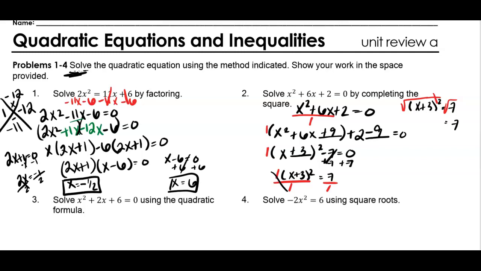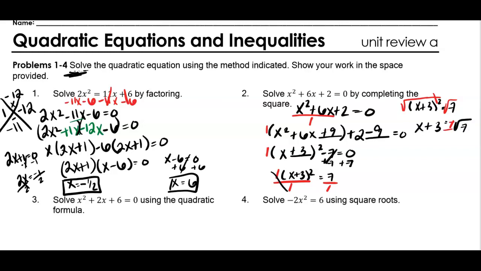So let me rewrite it as just x plus 3. And let me also erase this. Since I square rooted that 7, anytime you square root both sides, you need to write plus or minus. And then I'll bring down my square root 7.